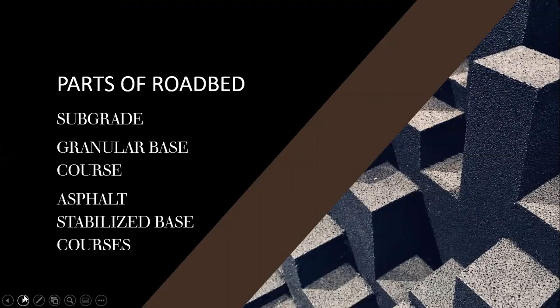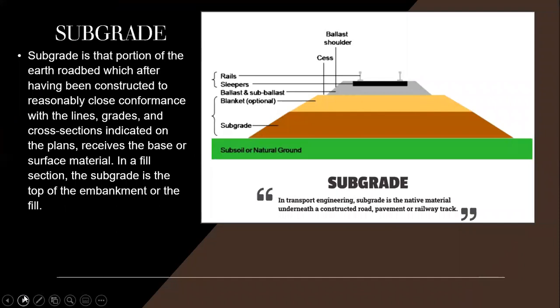Next, there are three parts of roadbed, and that's subgrade, granular base course, and asphalt stabilized base courses. So subgrade is that portion of the earth road bed which, after having been constructed to reasonably close conformance with the lines, grades, and cross sections indicated on the plans, receives the base or surface material in a fill section. The subgrade is the top of the embankment or the fill.